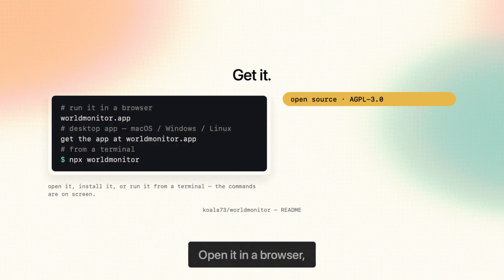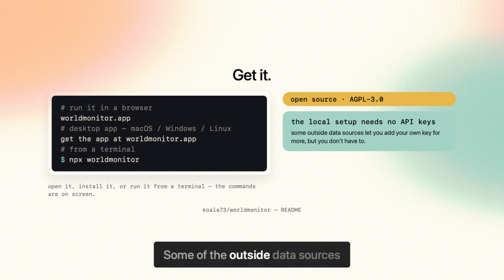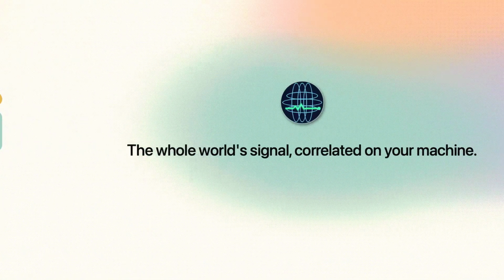Open it in a browser, install the desktop app, or run it from a terminal. The commands are on screen. The local setup needs no API keys at all. Some of the outside data sources let you add your own key for more, but you don't have to.